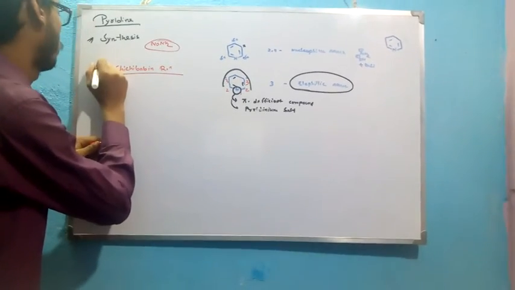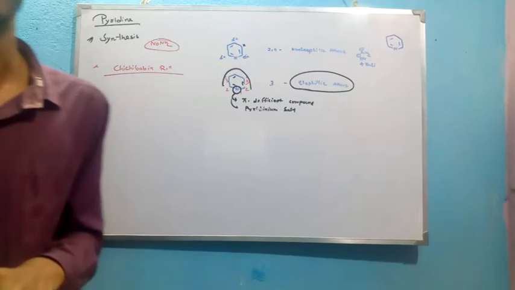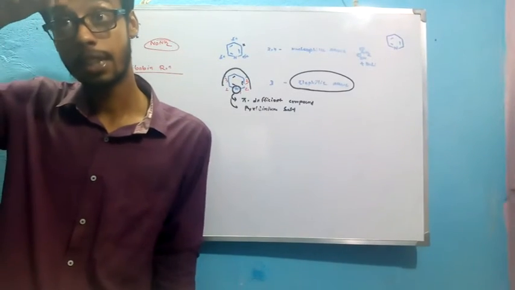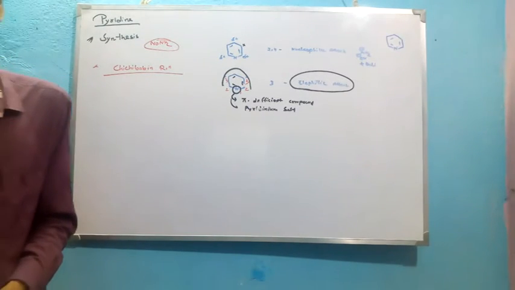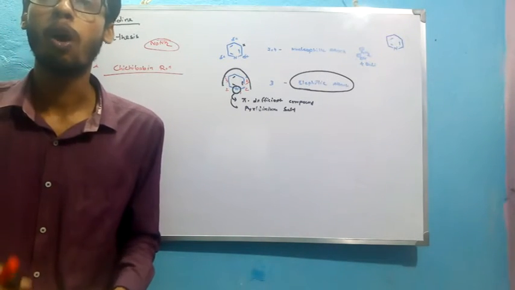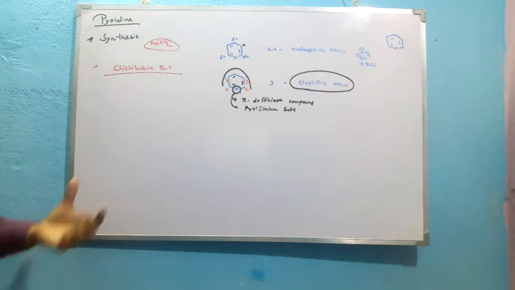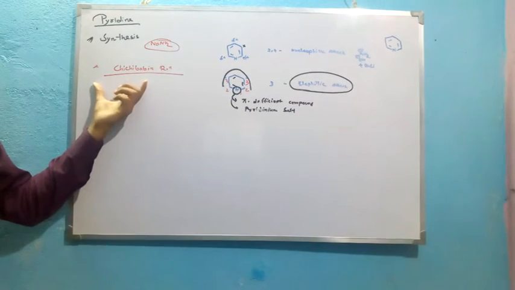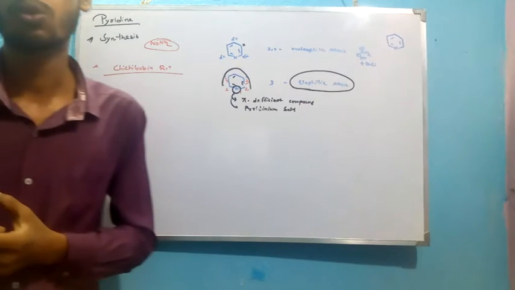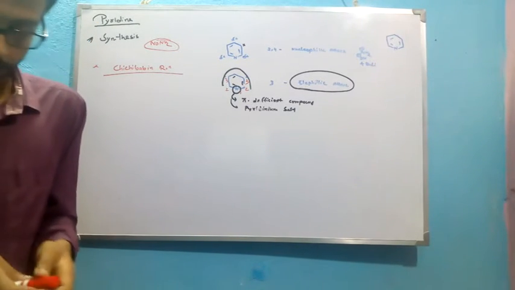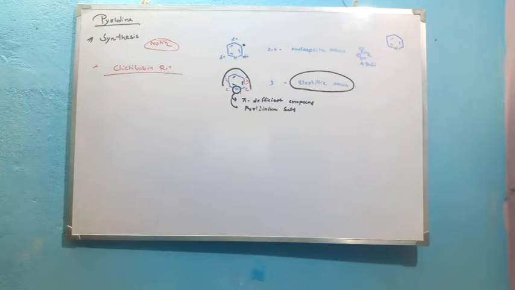So the Chichibabin reaction is where pyridine reacts with sodium amide to form aminopyridine. This is known as the Chichibabin reaction. A question may be asked from that portion also: what is the mechanism of the Chichibabin reaction?